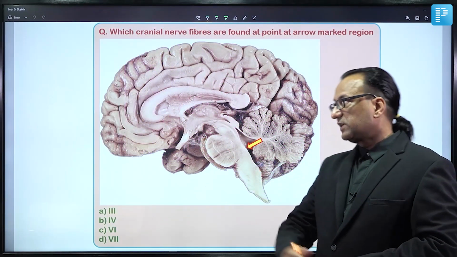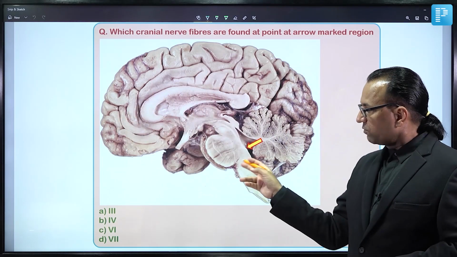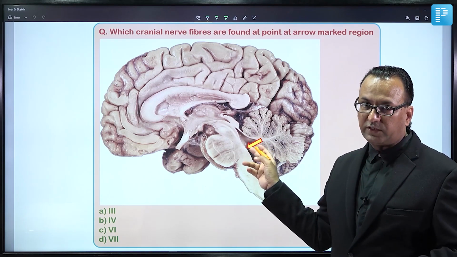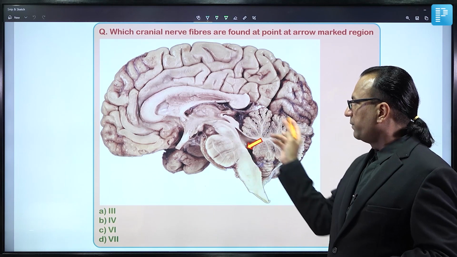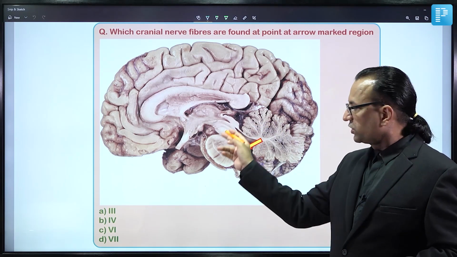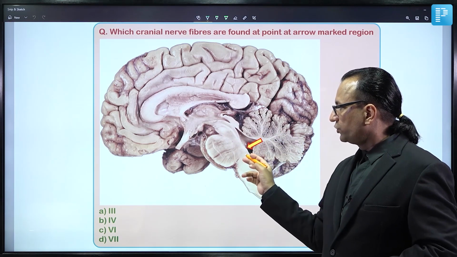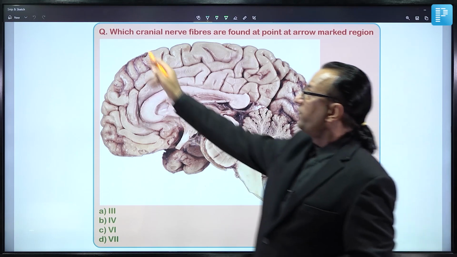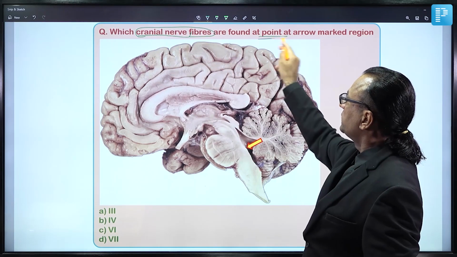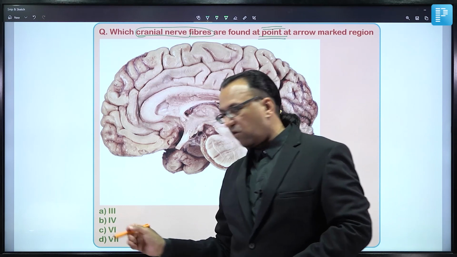The examiner has again given us one sagittal section of the brain with an arrow mark at the floor of the fourth ventricle, which is filled with CSF, having a roof of the cerebellum posteriorly, and the floor is the brainstem. Mostly it is the pons region, and the arrow mark is towards the lower pons here. And then they're asking which cranial nerve fibers are found at the point where you have put the arrow mark? Is it number 3, 4, 6 or 7?